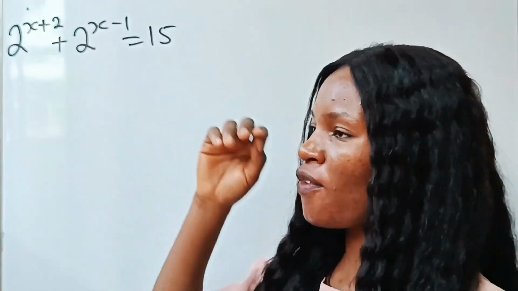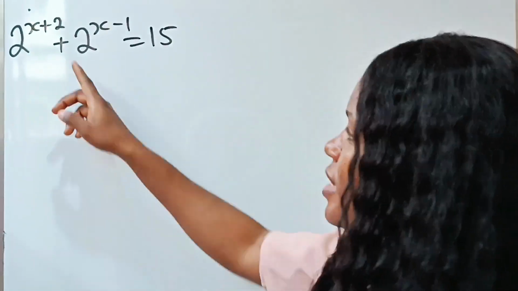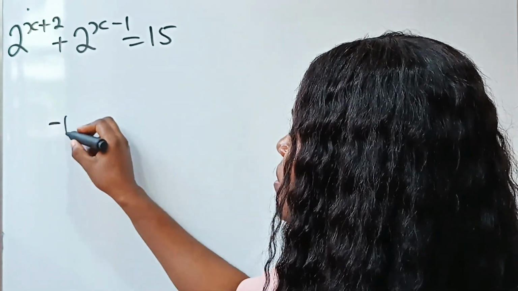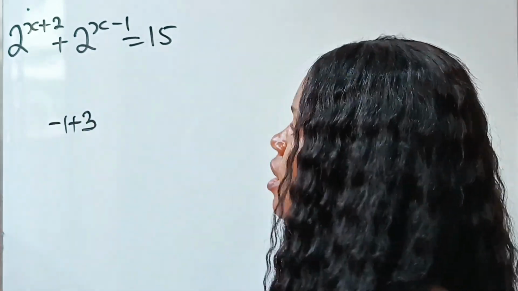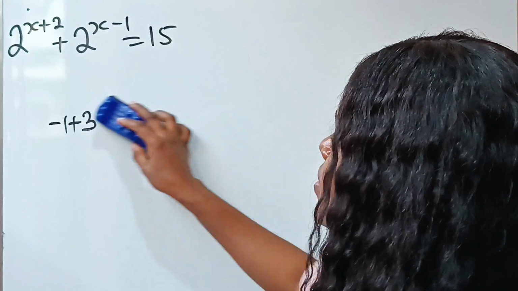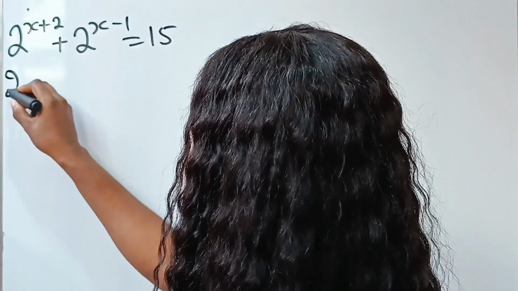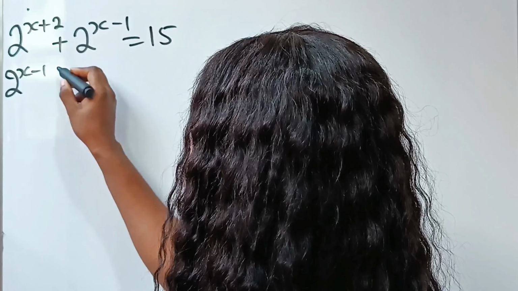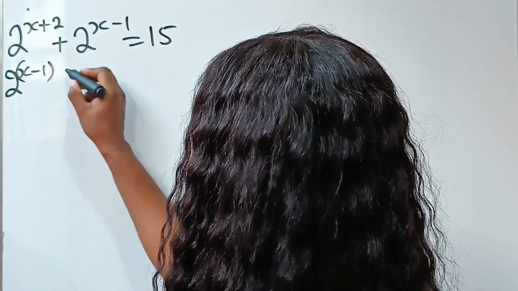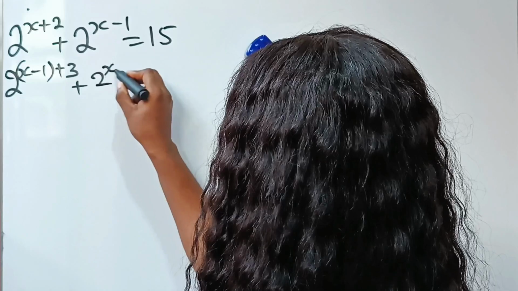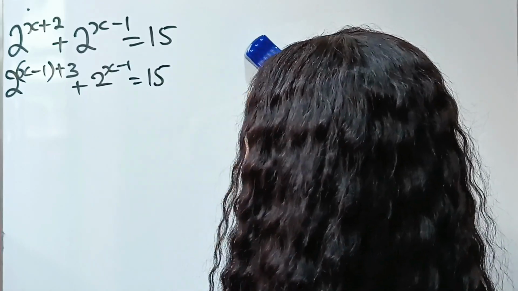Fine, let's solve for x. Note that 2, we can rewrite 2 as what? As minus 1 plus 3, right? So that is exactly what we are going to do here. We are going to rewrite this as 2 to the power of x minus 1 plus 3, right? Then plus 2 to the power of x minus 1 is equal to 15.